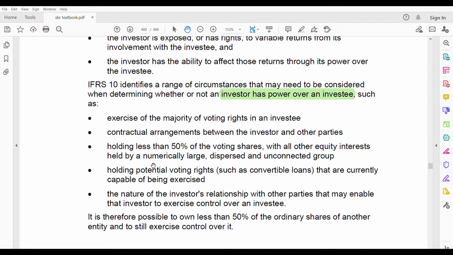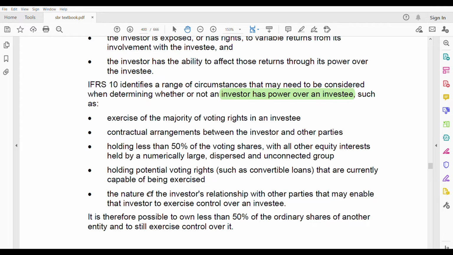Next, holding potential voting rights such as convertible loans that are currently capable of being exercised. What does it mean? Convertible loans means the loans will be converted in the future to shares. So you will be getting those shares, and thus you will be getting voting rights. That means you have power, but only if it is exercised. If the convertible loan is not exercised, it remains a loan, and you cannot have voting rights. To have voting rights, you should have equity shares in the company. That comes only when the convertible loans are converted to shares.